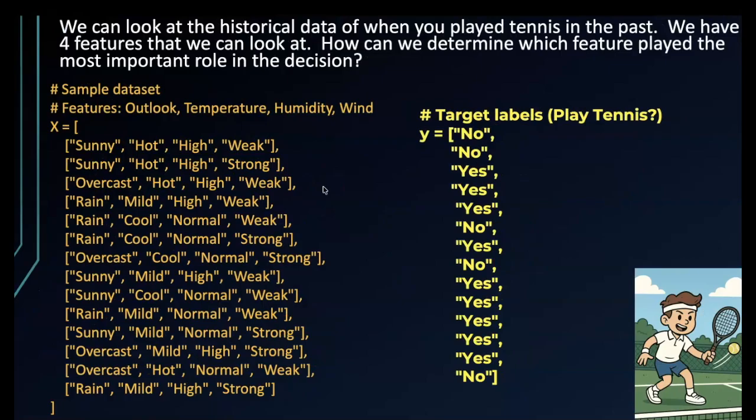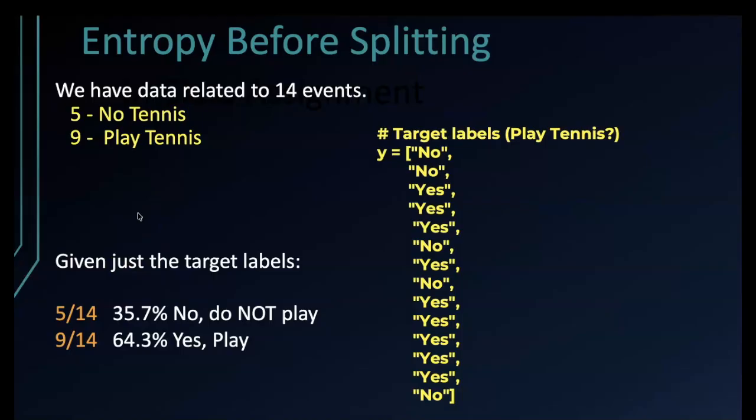If I was adding this tennis data to a Python program, I might have a list with each of the features for outlook, temperature, humidity, and wind on each of the days, and then a target label of did somebody play tennis historically when those conditions were met. So for a sunny, hot, high temperature, weak wind day, no, they didn't play tennis. For the next one, no, and for the third one, yes, they did play tennis when it was overcast, hot, high, and weak.